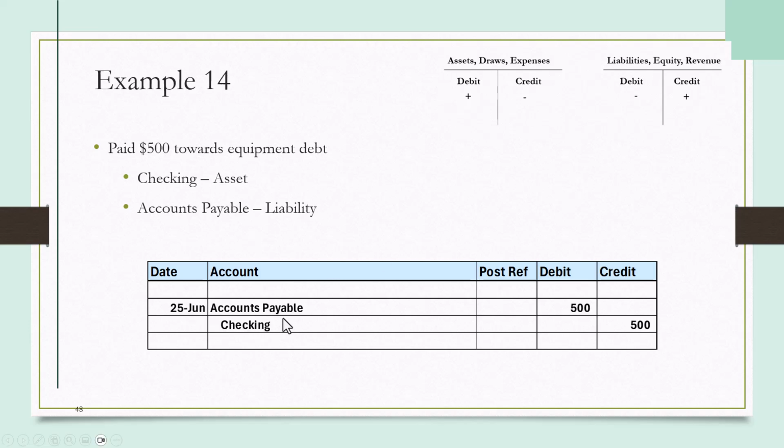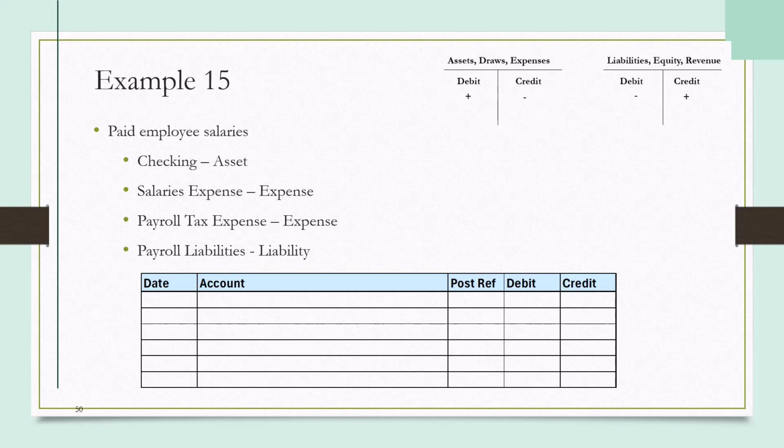So it would be a debit to accounts payable to subtract from a liability and a credit to checking to subtract from an asset. And then you would add in the account numbers and an explanation if you wanted to. Okay, let's go to the next one.